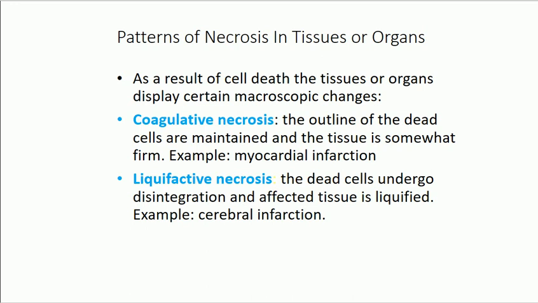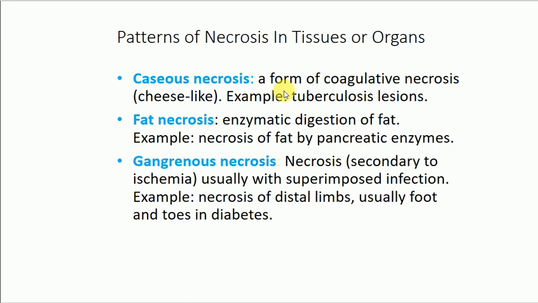This was just the definition of patterns of necrosis in the tissues. We have seen that in coagulative necrosis, the outline of the dead cell or affected organ is still maintained in the tissue. It means it's still firm, for example in myocardial infarction and kidney infarction. For liquefactive necrosis, the dead cells undergo disintegration and the affected tissue is liquefied, as we have seen in cerebral infarction. Caseous necrosis is cheese-like, as I have said, for example in tuberculosis lesions.